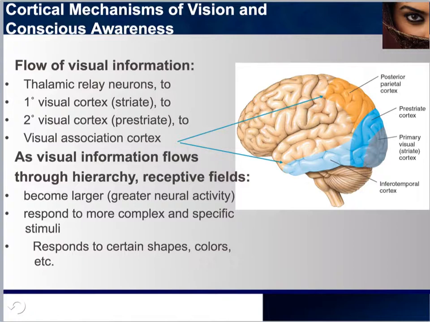Our visual information flows through a hierarchy, and so we would actually start with the perhaps least important, not to undermine their work, but least important, and then most complex and most important. So as we start making our way back, the receptive fields start becoming larger, impacting a part of the retina, but as we start getting to the top here, the ripple effect makes this larger and larger, and so there's a lot more neural activity. They also respond to more complex and specific stimuli, and they also begin to respond to shapes, colors, and so on.